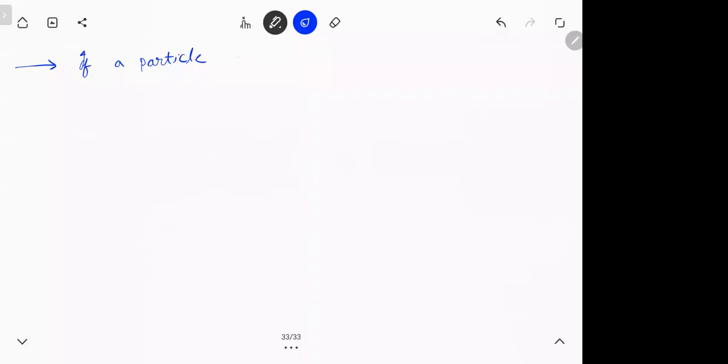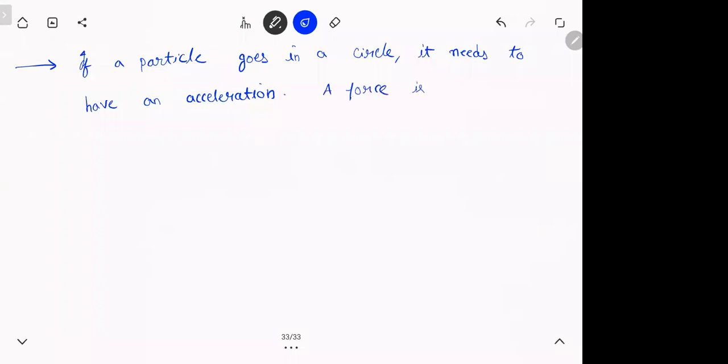If a particle goes in a circle, it needs to have acceleration. We proved it just now. If you don't have acceleration u squared by r, you can't go in a circle. If you have acceleration, someone should provide this. A force is required to provide this acceleration. So actually, you don't get force because you're going in a circle. Because force is there, you're going in a circle.